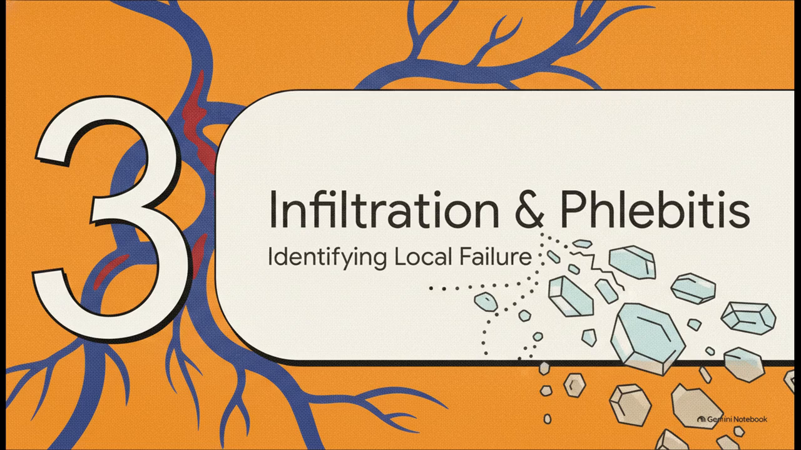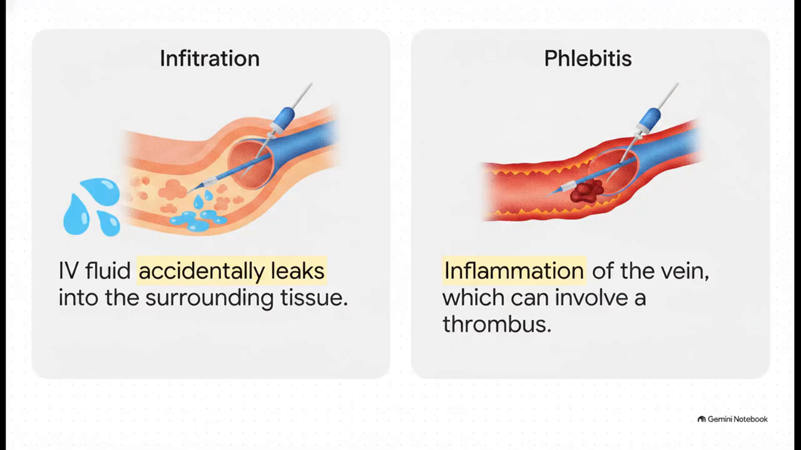Section 3. Complications, specifically infiltration and phlebitis. Let's talk about identifying local failures. Okay, so you've set everything up perfectly, but what happens when the system fails? The crucial thing to figure out first is the location of the failure. Infiltration happens when IV fluid accidentally leaks out of the vein and pools into the surrounding tissue. It's a mechanical leak. Phlebitis, though, that's a biological reaction. It's an inflammation of the actual blood vessel itself, which can sometimes even involve a clot, known as thrombophlebitis.